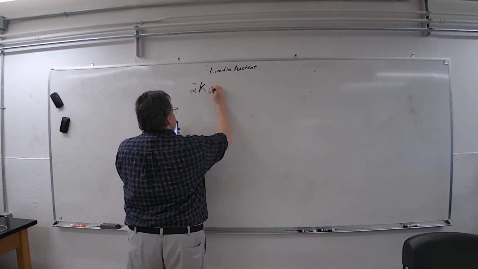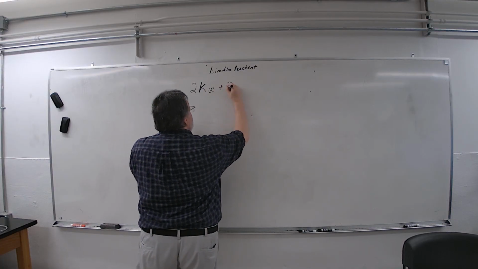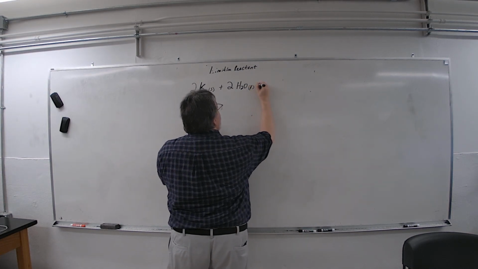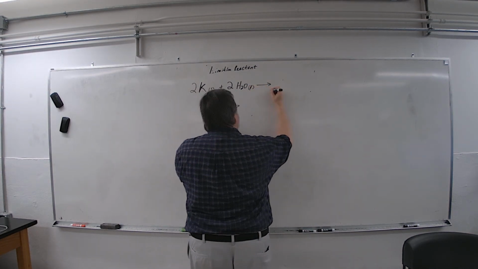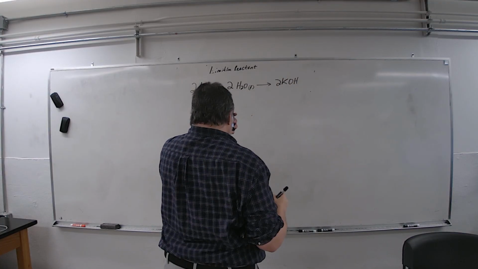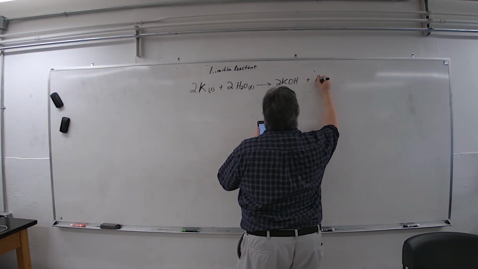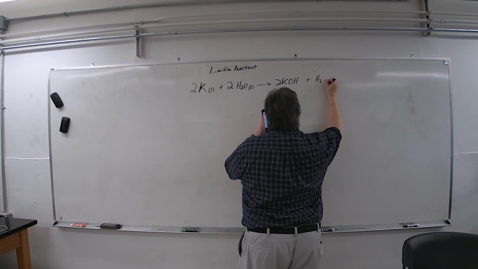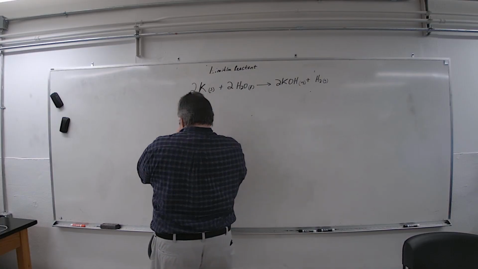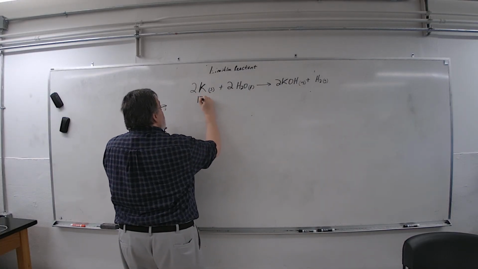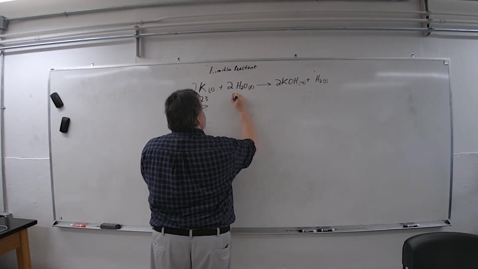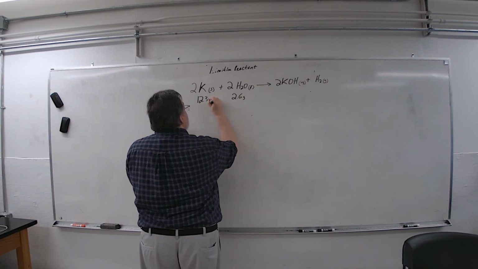K solid plus 2 H2O liquid, gives 2 KOH aqueous plus H2 gas. And you're told you have 12.3 grams of potassium, 2.6 grams of H2O.